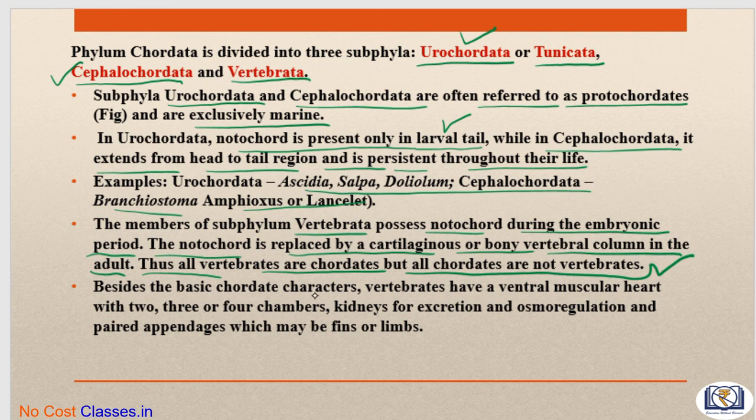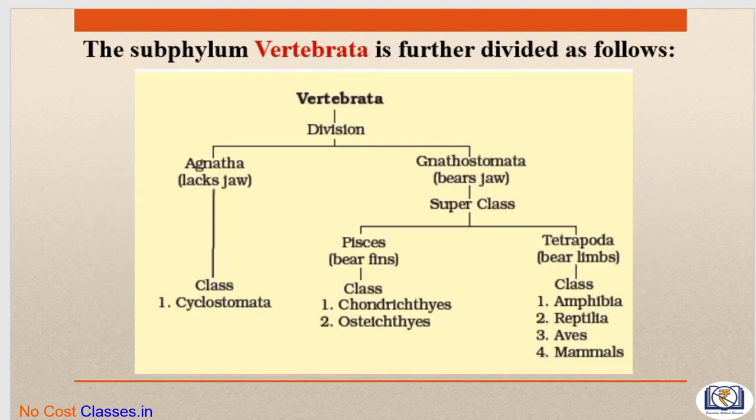Besides the basic chordate characters, the vertebrates have a ventral muscular heart with 2, 3, or 4 chambers. Now we'll study about this. The kidney for excretion and osmoregulation, and the paired appendages, which may be fins or limbs. Okay, so this is an interesting one. We'll move ahead now with the divisions of Vertebrata.